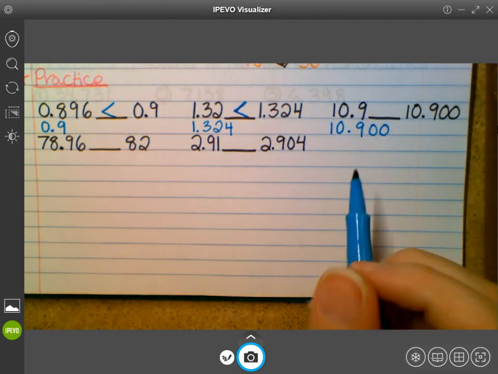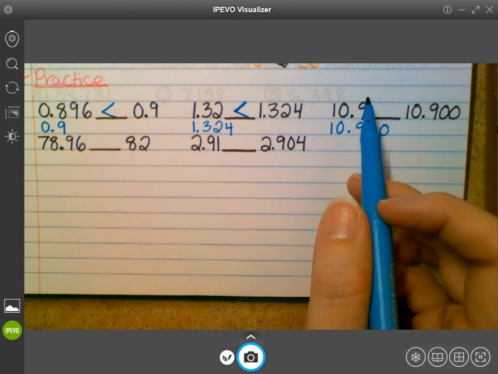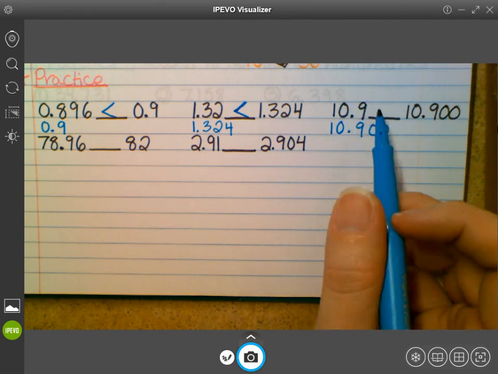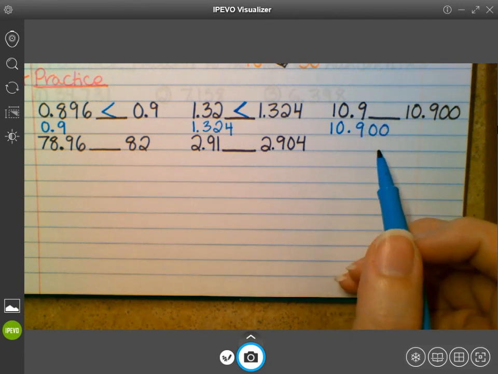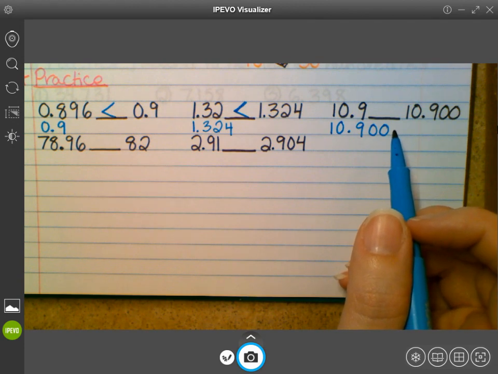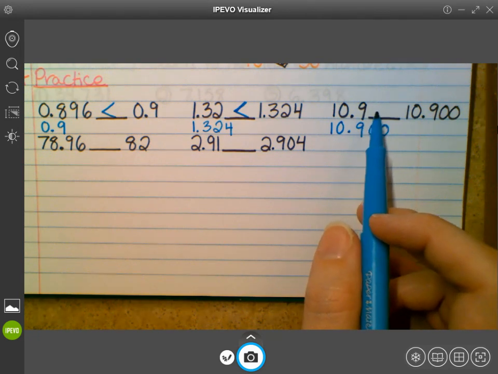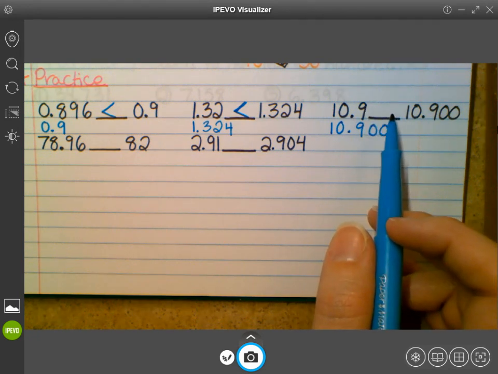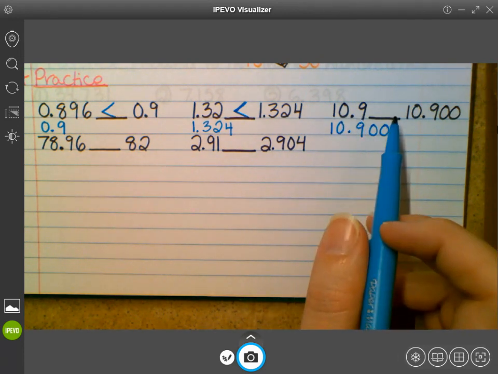Okay. Are my whole numbers a tie? Yes. Are my tenths a tie? Yes. Are my hundredths a tie? Yes. Are my thousandths a tie? Yes. You guys, that 9, we don't see anything after it, but what imaginary number is always there? 0. So, tons and tons of zeros.